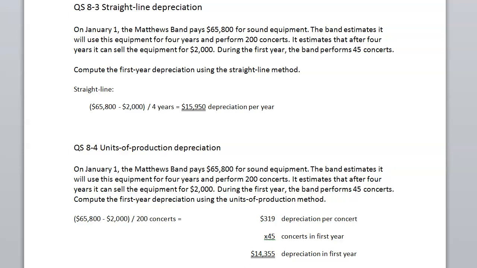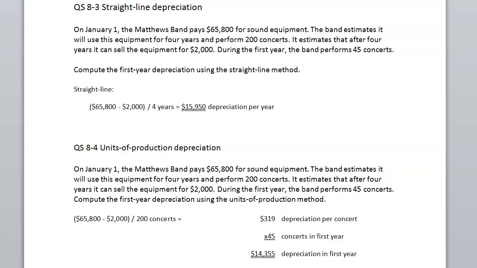The band estimates it will use this equipment for 4 years and perform 200 concerts. It estimates that after 4 years, it can sell the equipment for $2,000. So that would be our salvage value. Remember, salvage value is the value that we expect the asset to be worth at the end of its life. During the first year, the band performs 45 concerts.